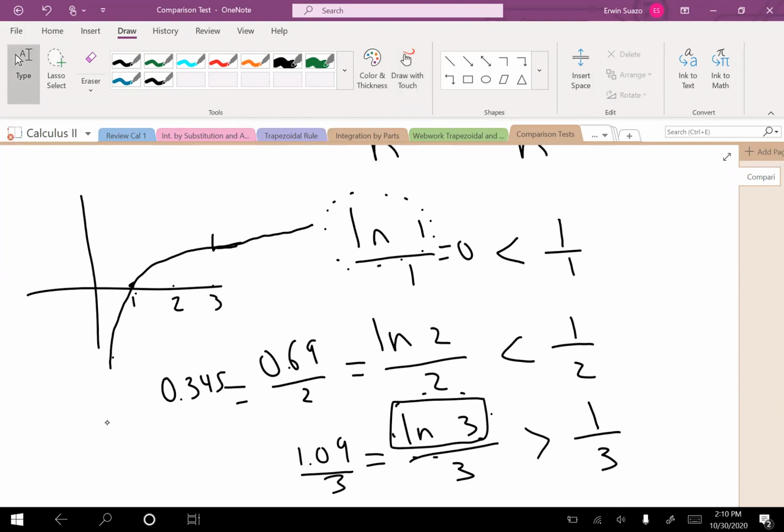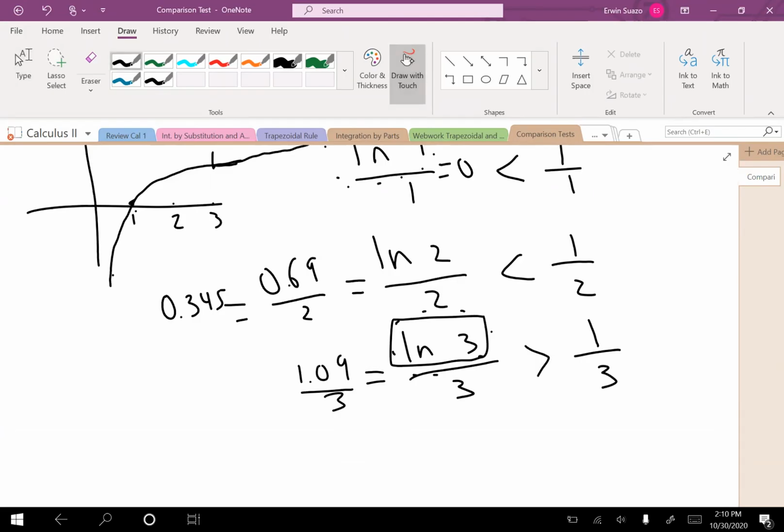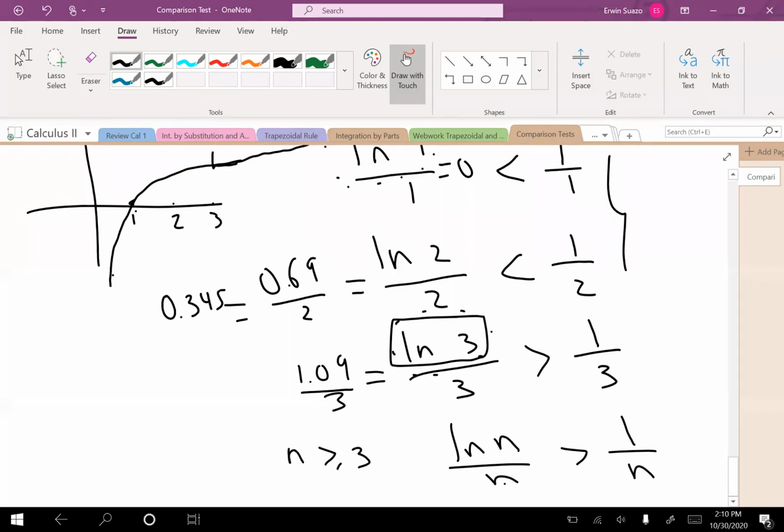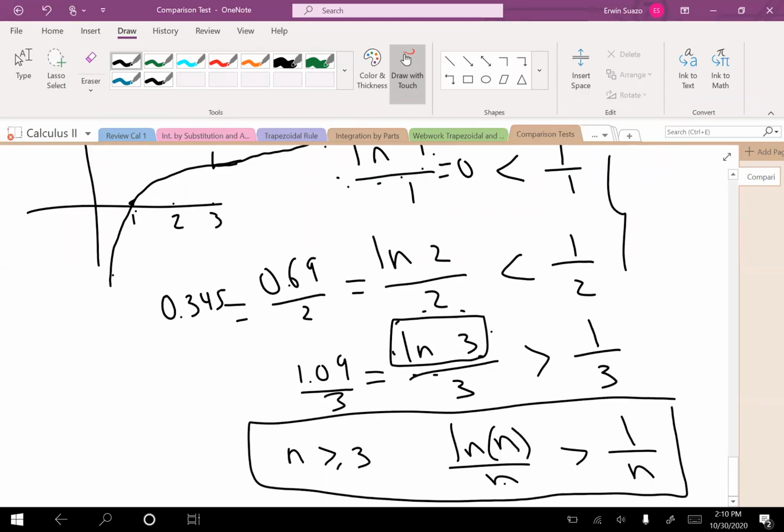The first one could be misleading, but ln of n divided by n is bigger than 1 over n because ln is increasing, and 1 stays just 1, and n equals n. So for n bigger or equal to 3, ln of n over n is bigger than 1 over n.